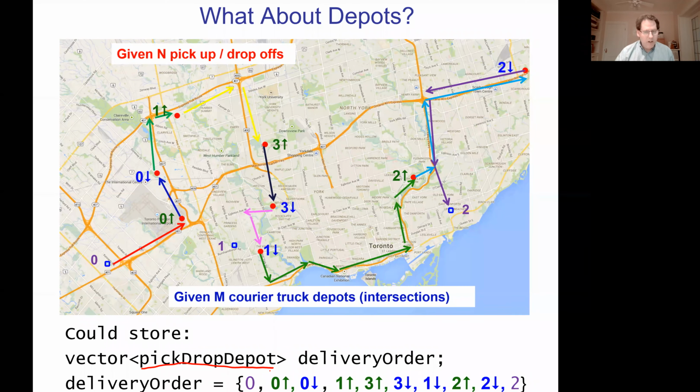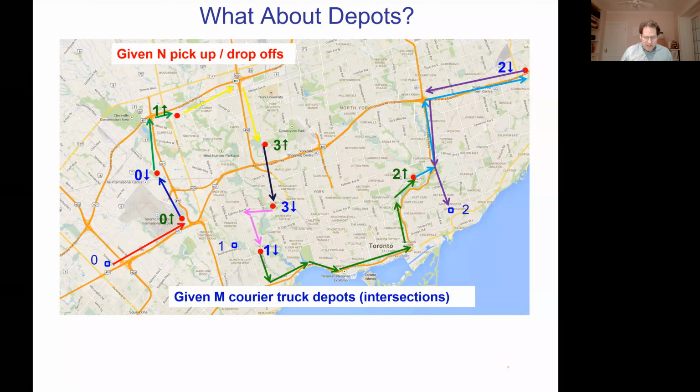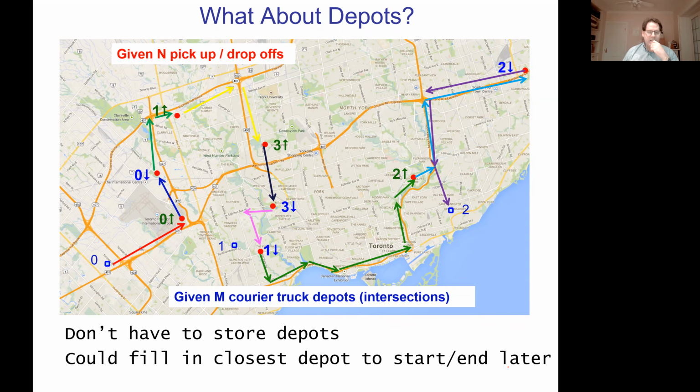If I do that, I wind up with a slightly longer vector, right? So I wind up with depot identifiers at the start and end. And this, for example, says I start at depot 0 and I end at depot 2, which is exactly what my solution is. So with a couple more entries in my vector, I could store that. But I actually don't have to. You don't have to store the depots if you don't want to. The reason is the depots are not as important to the delivery order.